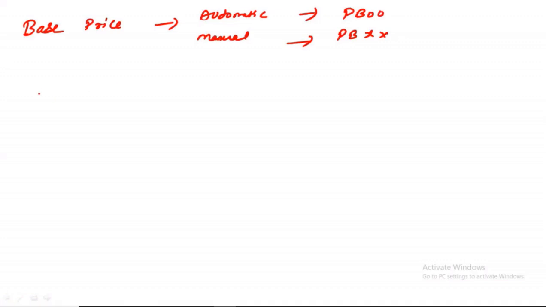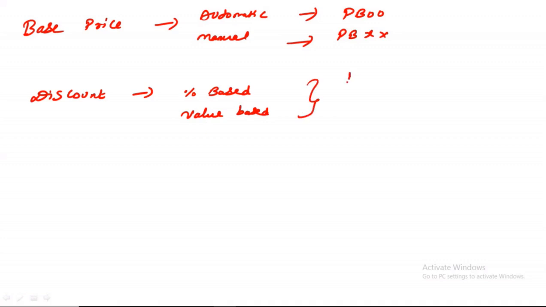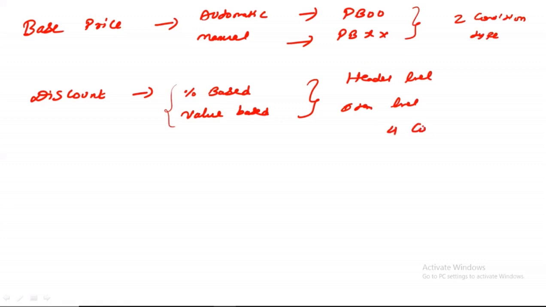Okay, now let's go for the discount. So discount we have seen, we can have the percentage based discount and the value based. And we also said that we can have at header level and the item level. So for this, we created two condition type. Here we have four conditions. So we need to create four condition type.